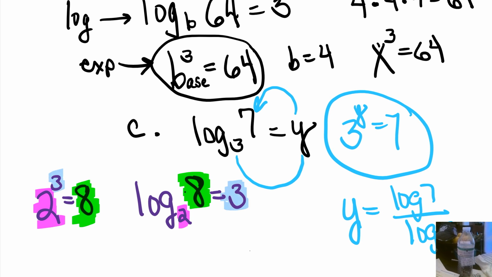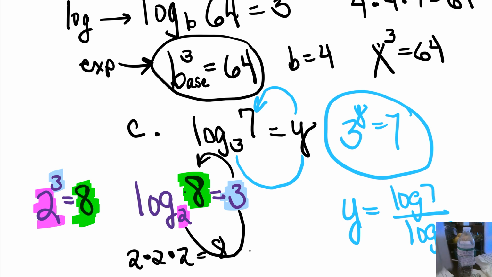Again, do the math or do the pattern. 2 to the third power is 8. Is that true? Well, yes. 2 times 2 times 2 is equal to 8. All right, so that's example 1. It's not that difficult.